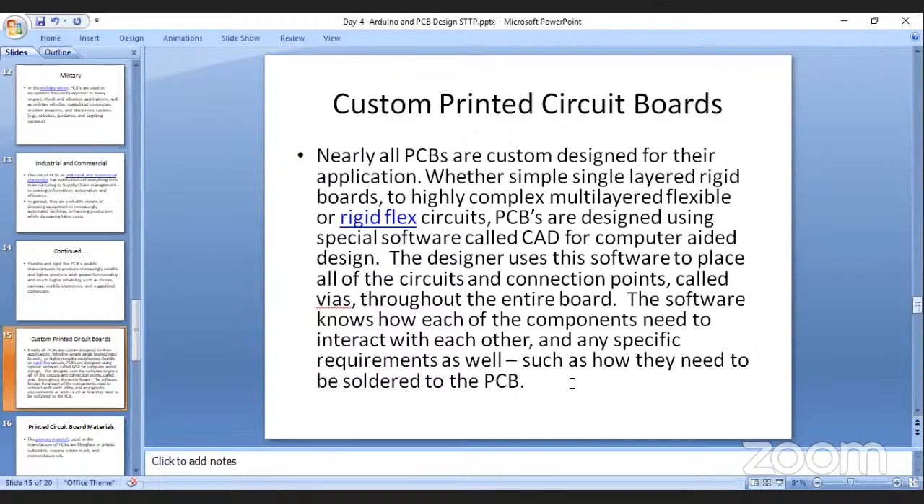The software knows how to place each component, how components should interact with each other, and any specific requirements as well, such as how they need to be soldered to the PCB. The system knows everything. You just need to place the component where you want and make choices as per your application, right? So different applications may be designed in that software and sent to the fabricator to get the fabrication done, or some PCBs can be manufactured at your home also, right? So there is no restriction on the choices of the user. If your particular PCB is not so complex in design, easy to understand, or smaller, or you require a single layered PCB manufactured for yourself.